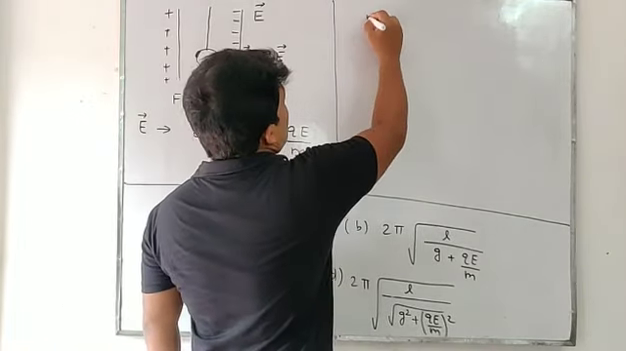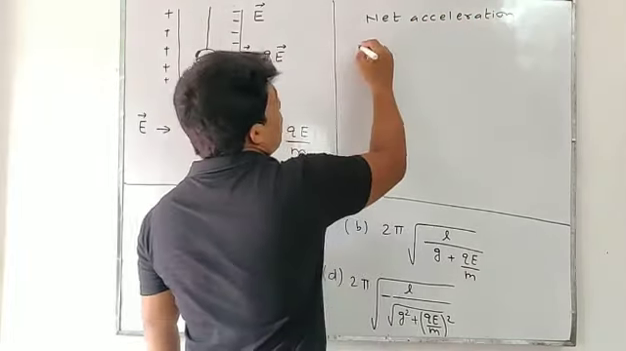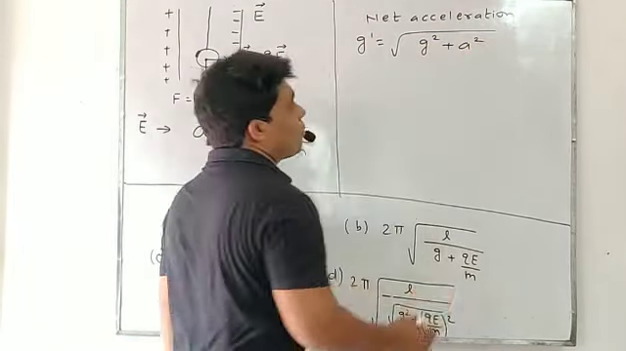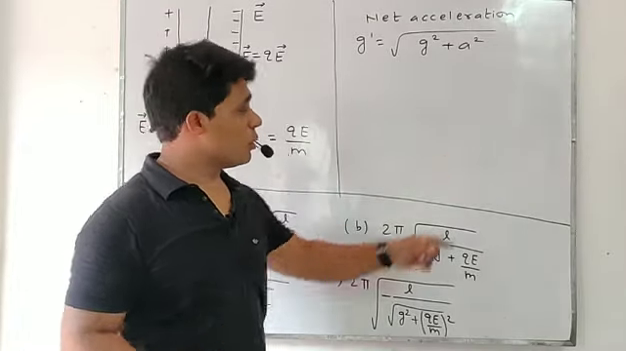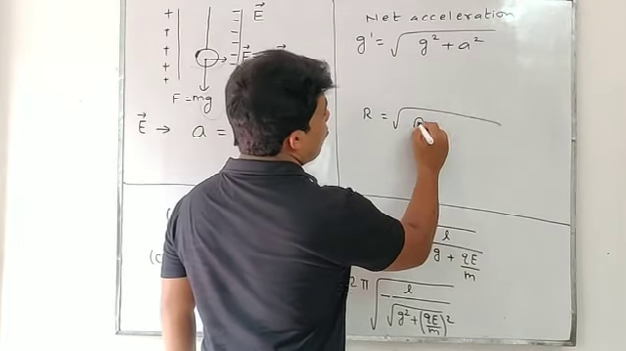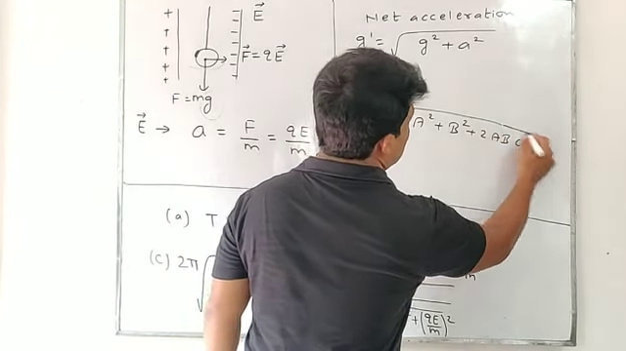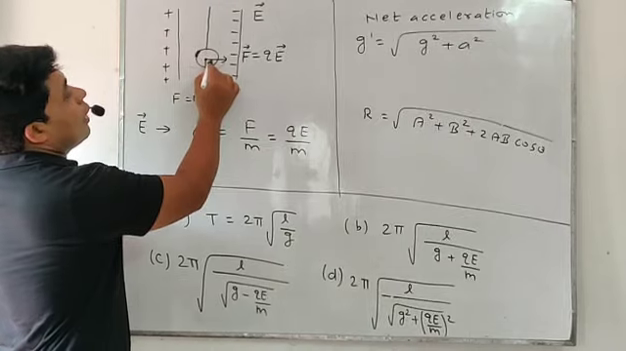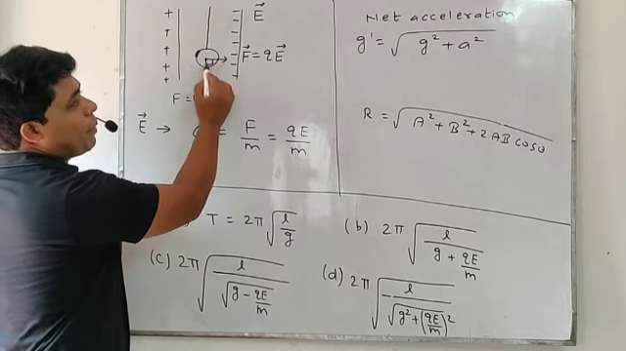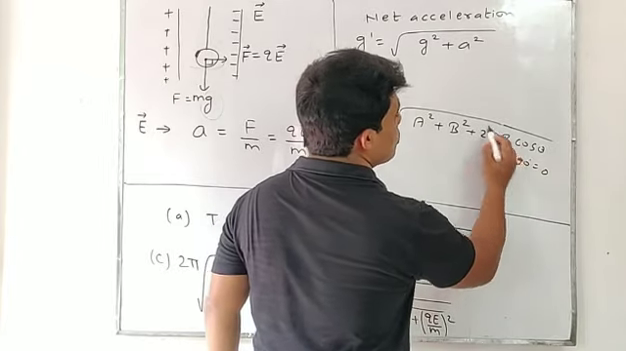So we'll find the net acceleration. What should be the net acceleration? Suppose that is g dash, root of g squared plus a squared. I applied here the law of vector addition. What is the law of vector addition? Vector R equals root of A squared plus B squared plus 2AB cos theta. Here the angle is 90 degrees. This is the acceleration by the electric field and this is the acceleration by gravity. They are perpendicular, so we take cos 90, and cos 90 is 0. So this part will be 0.